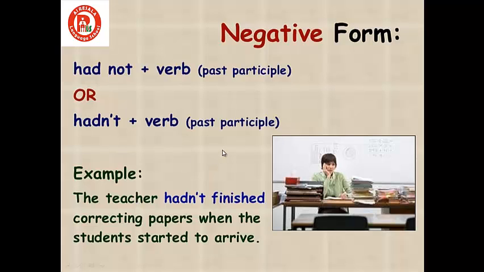So we said that the past perfect consists of had plus the PP. What will happen if we put it in the negative form? It's very easy, as we had taken in the past perfect continuous. I put had plus not, and then I put the verb in the past participle. Or I put hadn't, this is the contraction or the short form, plus the verb in the past participle. For example, the teacher hadn't or had not finished correcting papers when the students started to arrive.